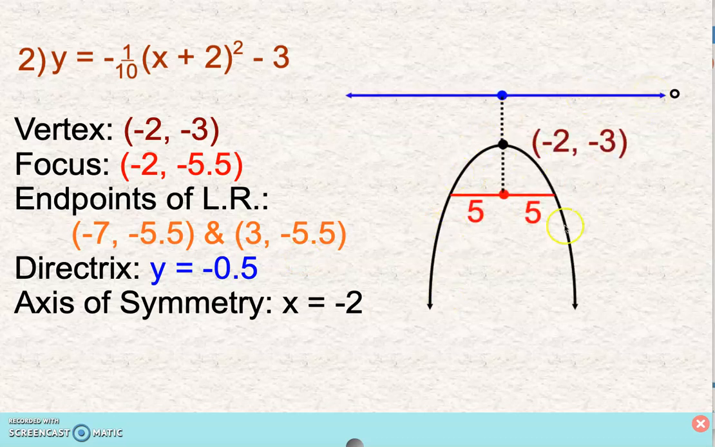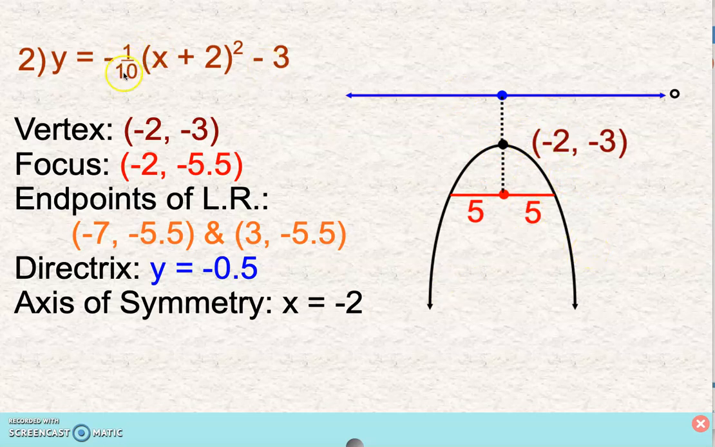Now, did you notice that the graph is going down? Why? Because the general form is y equals a negative x squared. So my parabola has to go down, which means the focus is below the vertex and the directrix is above. Remember, the parabola will never, ever touch the directrix. It wraps itself around the focus.